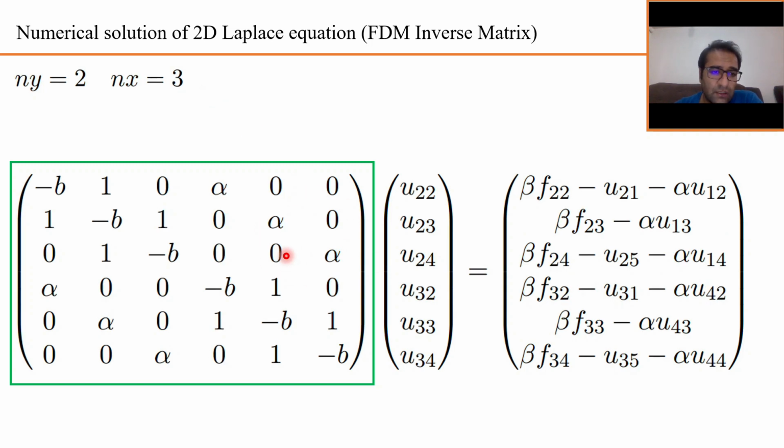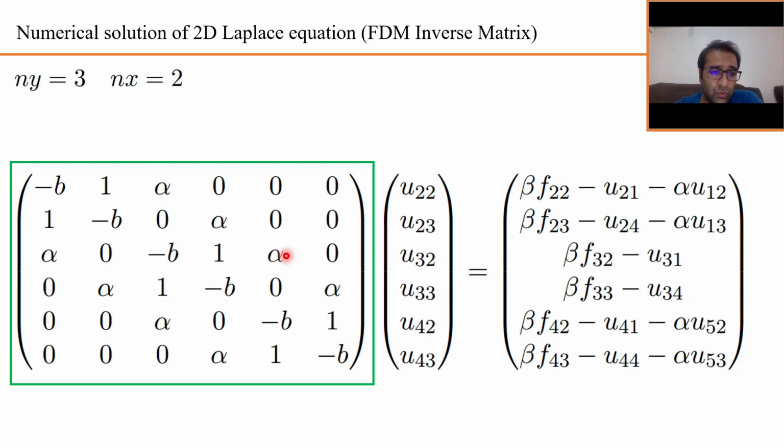And if we compare these two matrices, this one is for 2 by 3 and this one is for 3 by 2, you see that the A matrix is different, also the F matrix is different. But at this time, let's focus on the A matrix and try to reproduce the A matrix for any arbitrary number of points in X and Y direction.